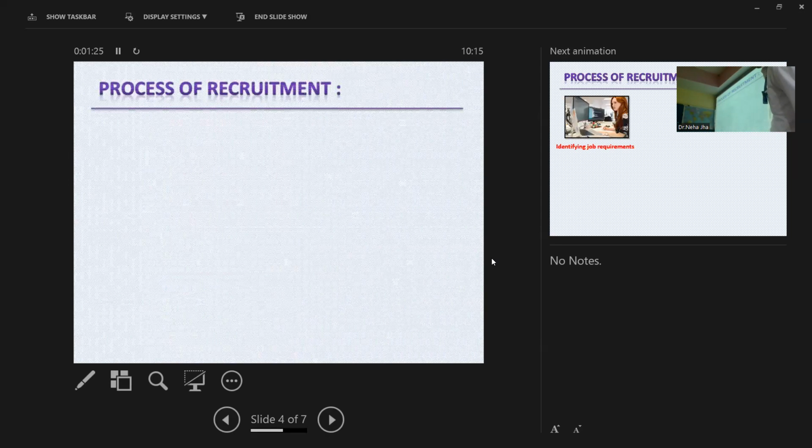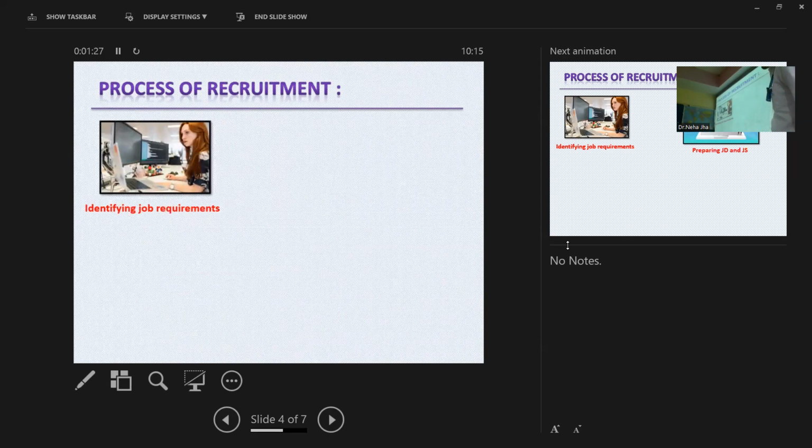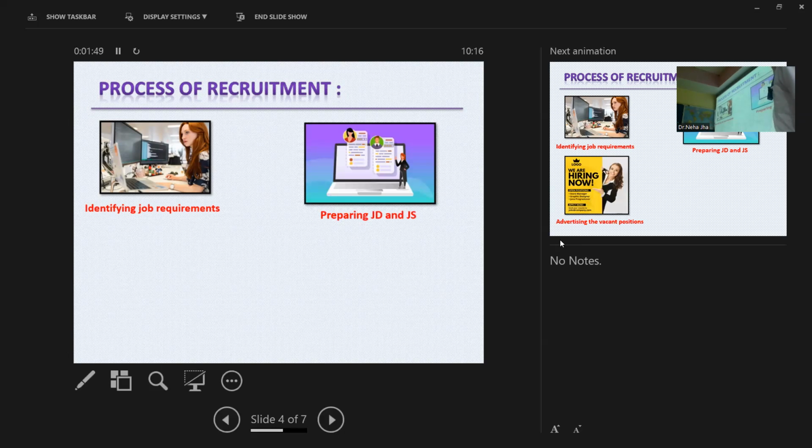And after that, the process of recruitment. First is identifying job requirements. It means recruitment is the first process that identifies job requirements with the help of job analysis: what type of job we need in an organization. Second is preparing JD and JS. After this, we make a JD and JS according to the prospective job.